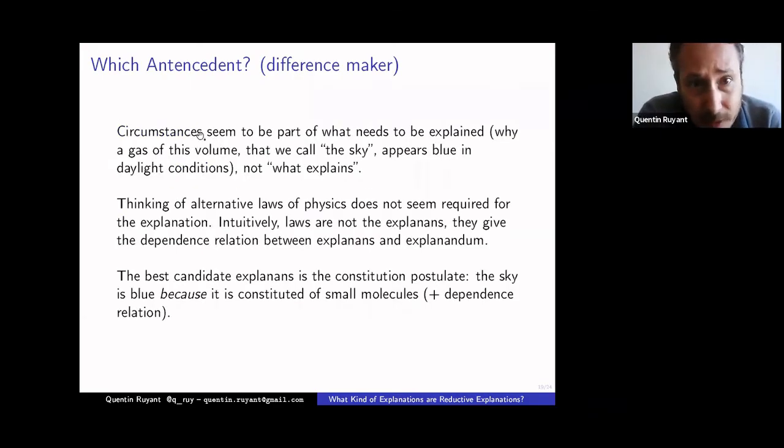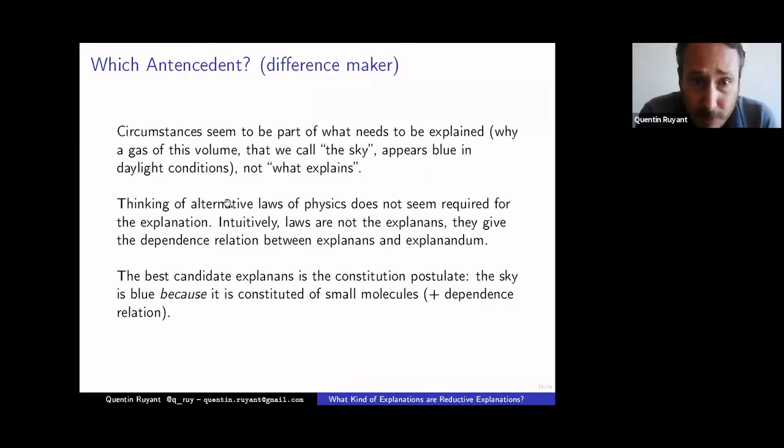I would say that circumstances seem to be part of what needs to be explained. So it's the background information that we need to make what needs to be explained more precise. Why does a gas of this volume that we call the sky, with such characteristics, appear blue in daylight conditions? So this is not what explains.